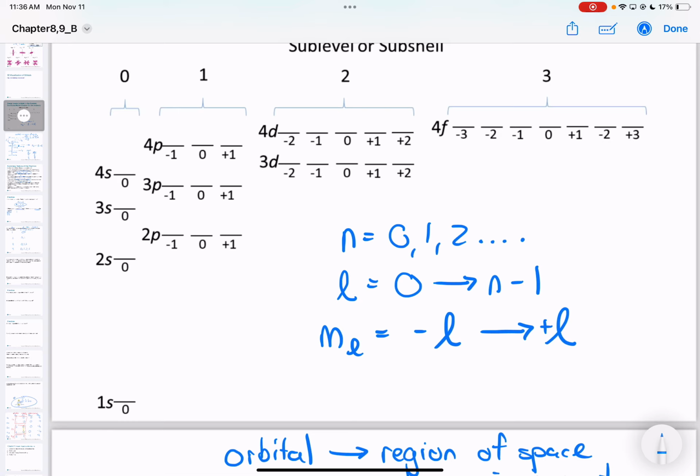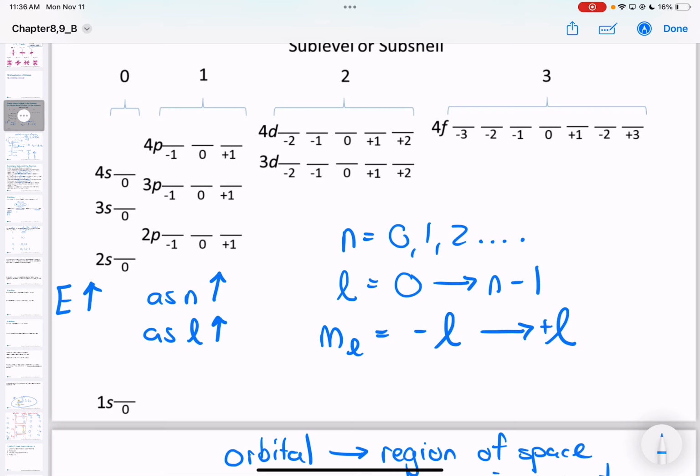I guess the only other thing you would have to remember is that energy increases as N increases and as L increases. So 1s comes first because it's the lowest n. 2s comes next because it's the lowest n and the lowest L of the two possibilities. Then comes 2p. Then 3s, 3p, 3d. But those are the only two that affect energy. M sub L does not affect energy.